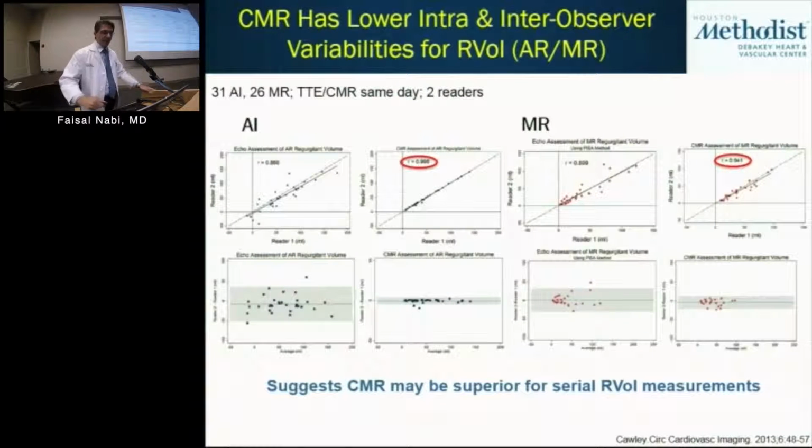This is just one paper. Another paper again looked at a small group of patients who had transthoracic echo and CMR the same day, with 2 readers. What they found, whether you're looking at aortic insufficiency or mitral regurgitation, is that when it came to serial measurements between these 2 readers, CMR had a much tighter relationship than 2 independent echo readers. So that gives you the sense that when it comes to repeated studies, if you use CMR, you can be more sure that the change or lack of change that you're seeing is real.